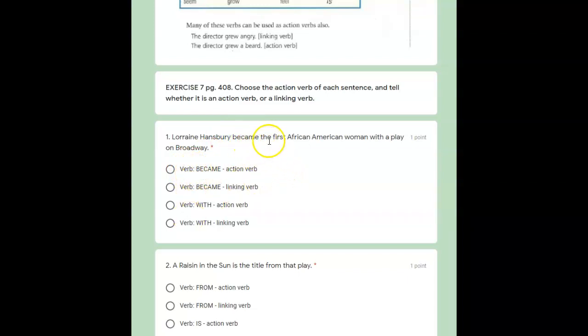Became what? Became the first African-American woman. Does African-American woman mean the same as Lorraine Hansberry in this case? Yes. Those are linked, so became is a linking verb, and that first African-American woman with the play on Broadway would be a predicate noun because it means the same information as who she is.